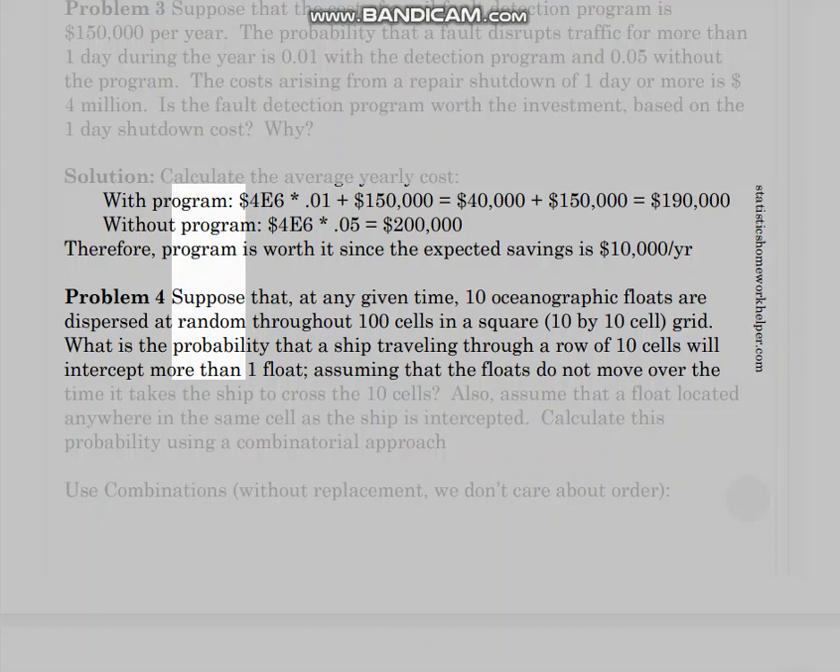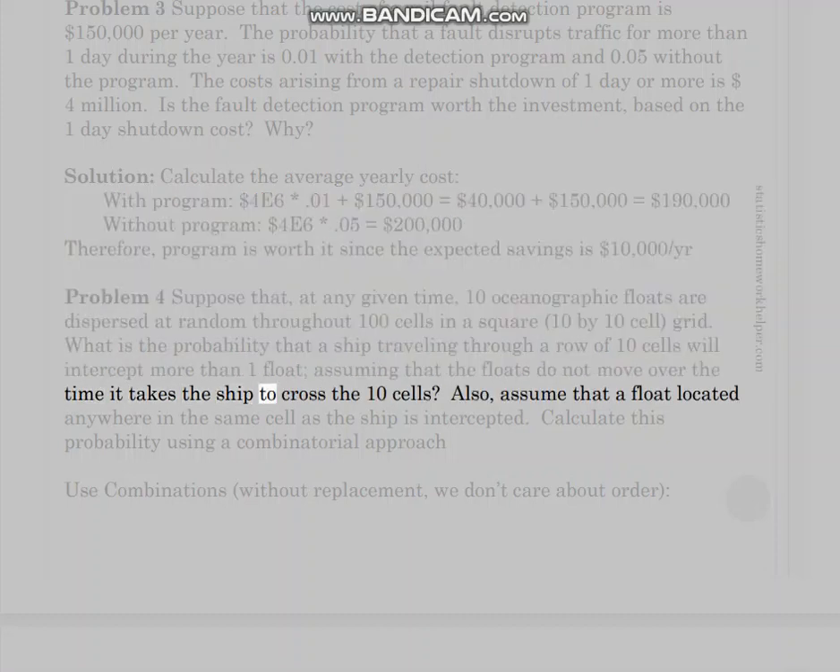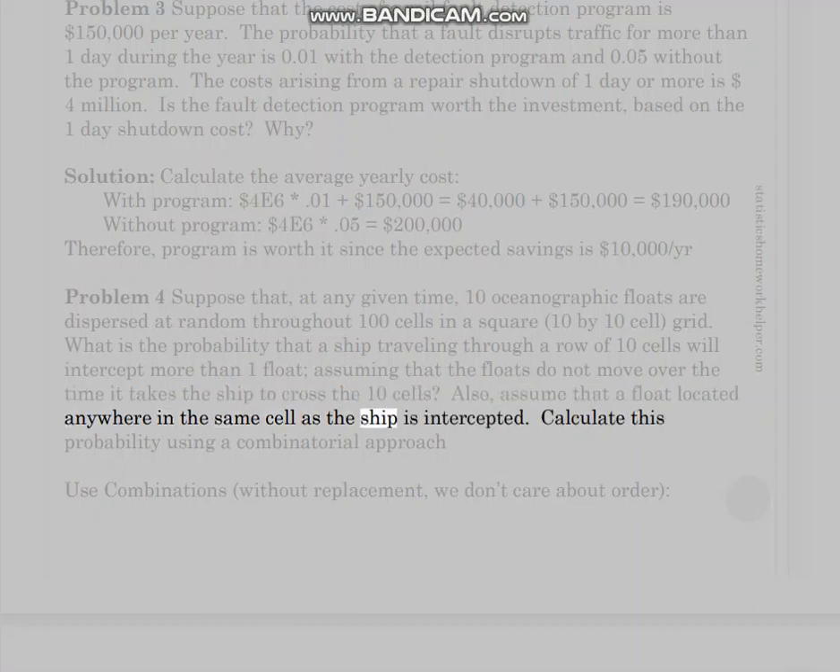Problem 4. Suppose that, at any given time, 10 oceanographic floats are dispersed at random throughout 100 cells in a square, 10 by 10 cell, grid. What is the probability that a ship traveling through a row of 10 cells will intercept more than one float, assuming that the floats do not move over the time it takes the ship to cross the 10 cells? Also, assume that a float located anywhere in the same cell as the ship is intercepted. Calculate this probability using a combinatorial approach.